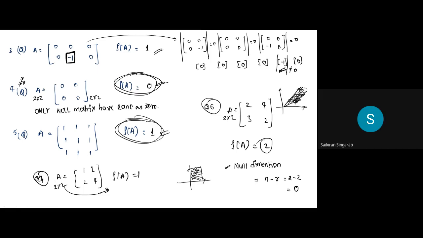Similarly, for this example, if you see 1, 2, 2, 4, it is a 2 cross 2 matrix. If you really want to show this, how will this look? It will look like this: 1, 2 is here and 2, 4 is here. They're on the same line. Now, is there any area forming, or do you need a sheet to show these two lines? No. You just need a single line to show these two vectors.